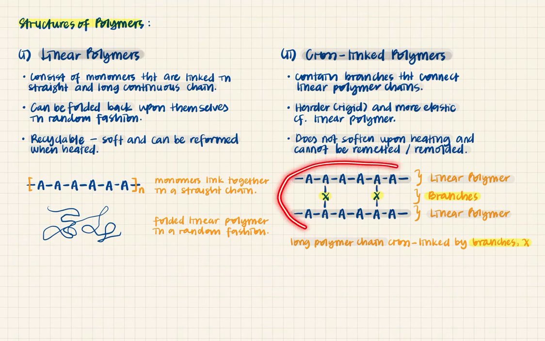So how it looks like this. You have here the linear polymer, and then another linear polymer, and you have this branch. Okay, so if you can see here, this is the long polymer chain that is cross-linked. Okay, cross-linked by branches X. So ingatlah yang cross-linked polymers ni, you have branches.